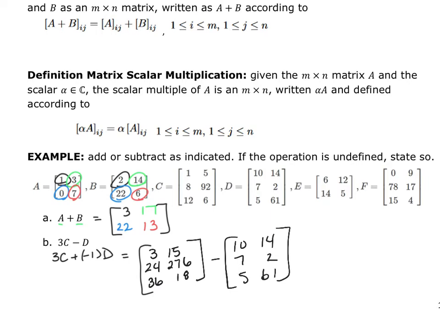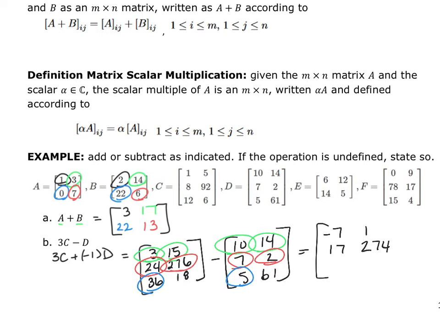When I do that, I just make sure that my entries line up. So it's 3 minus this 10. That first position is going to be -7. Then I'm going to do 15 minus 14. That's going to give me a +1. 24 minus 7 is going to give me 17. 276 minus 2 is 274. 36 minus 5 is 31. And lastly, 18 minus 61 is going to be negative 43. So there are a couple of examples of matrix addition and matrix scalar multiplication.